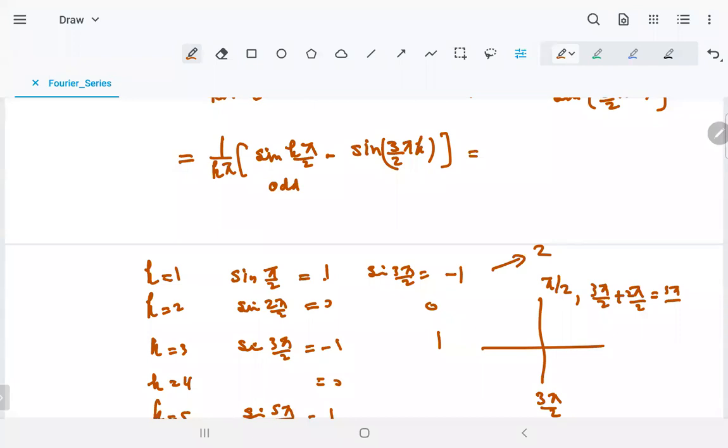So that's the value for A of K, and it works for odd only, and it's either 2 or negative 2. 2 for what? 2 for K equal 1, and the other odd will be 3 and negative, 5, 7, 9, 11, and you can continue like that.